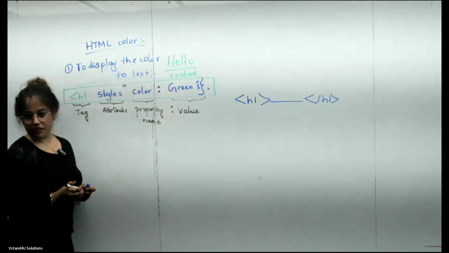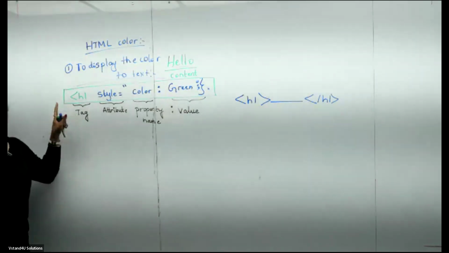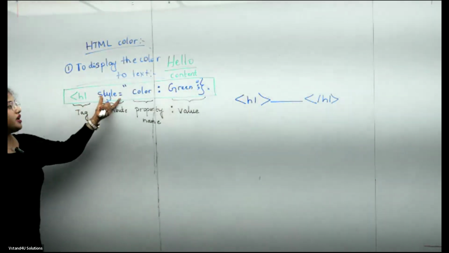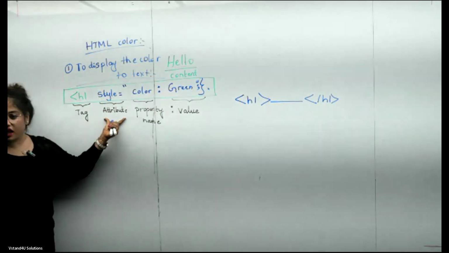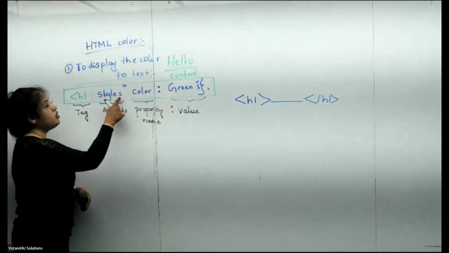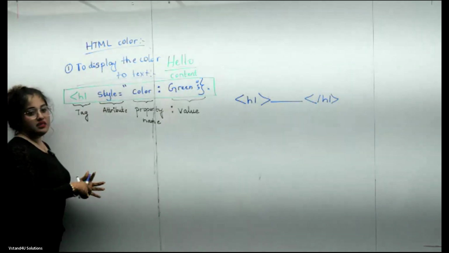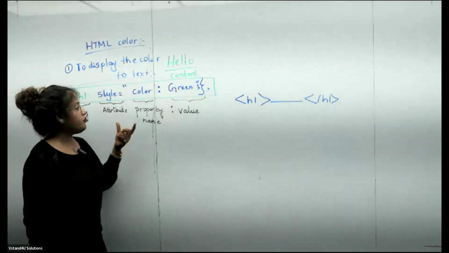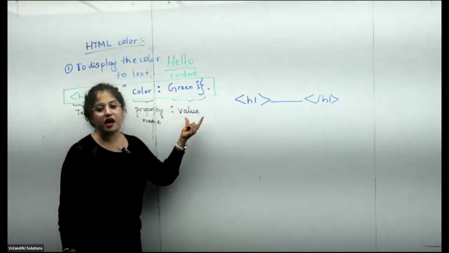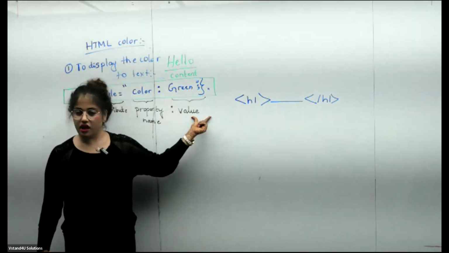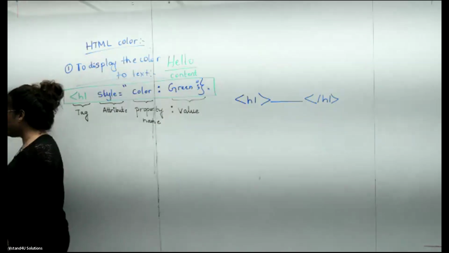Done? What is this? This is a tag. Then, if I want to display any color, I will be using the attribute called style, and inside the attribute I have to pass the property name and property value. Clear till here? Online students, clear?